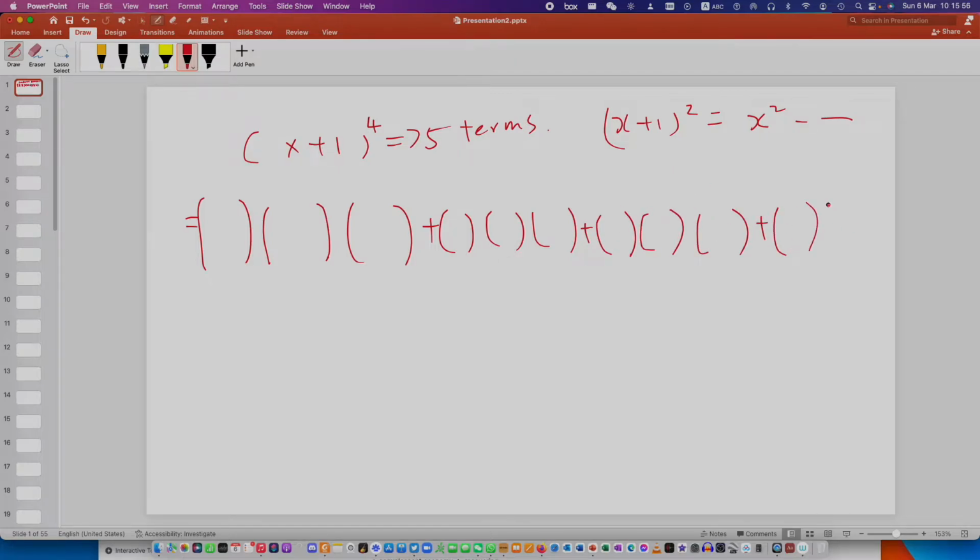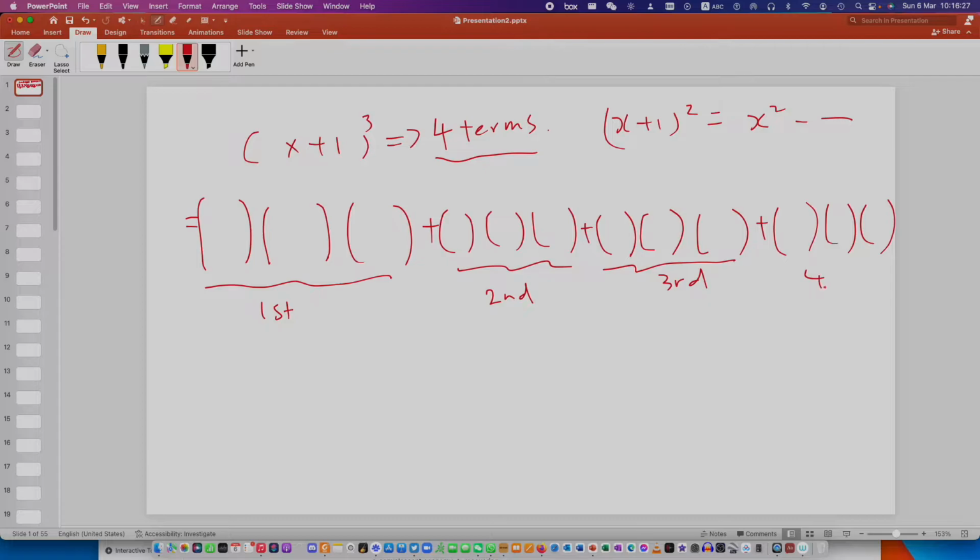Since I don't have enough space, I only have 1, 2, 3, 4. So I will just reduce the power to fit this space, which you can't do in an exam. If they give you 5, you just need to plan your space. If you have power 3, you only have 4 terms. This is going to give you the first term, the second term, the third one, and the fourth.